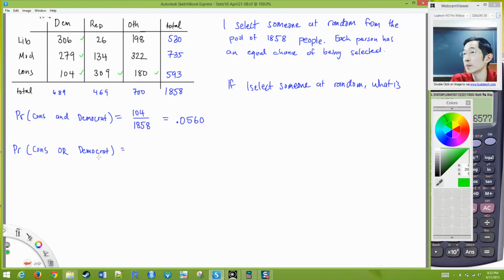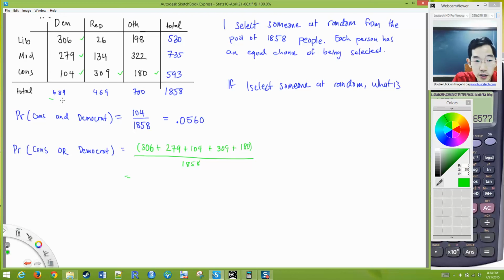Do we see that? Okay, so my answer could be, I'm just going to use the common denominator on the bottom, 306 plus 279 plus 104 plus 309 plus 180, all over 1858. So that's one way to do it, okay? Does that work? Yeah. Okay.